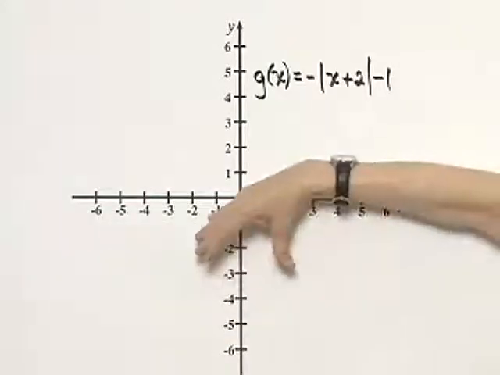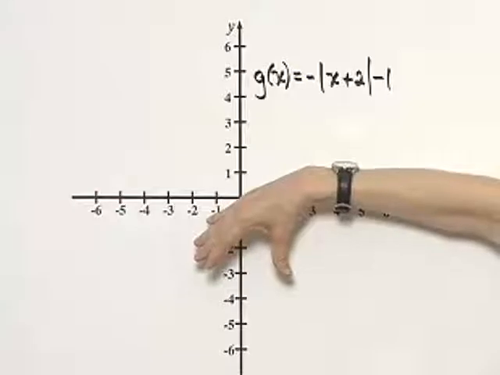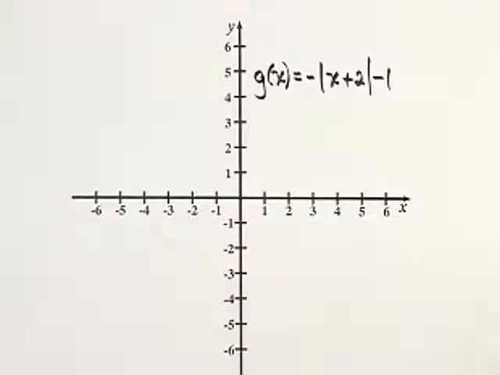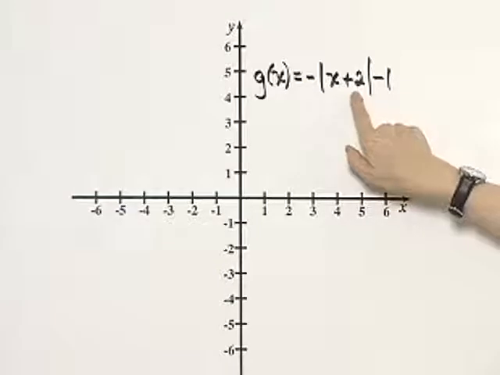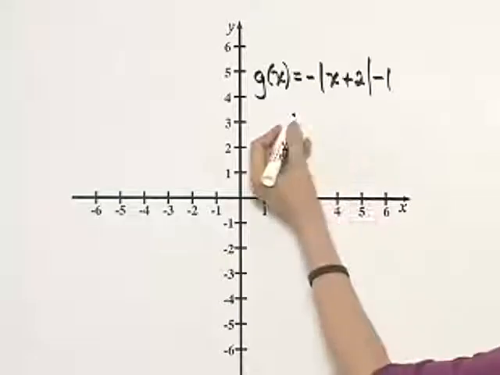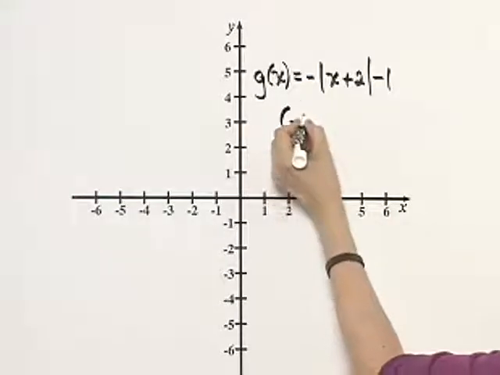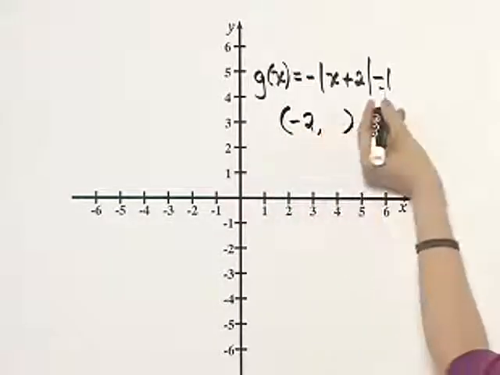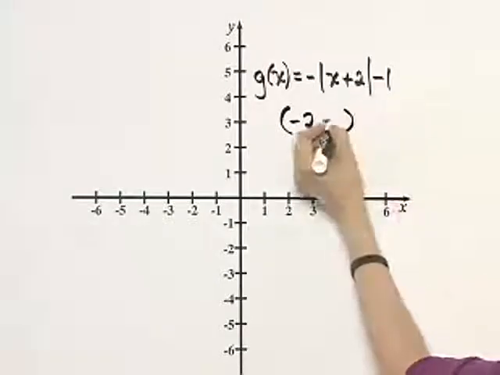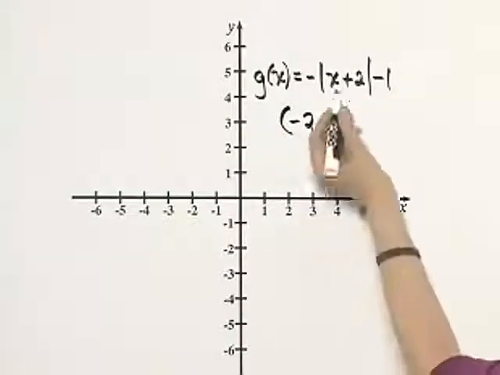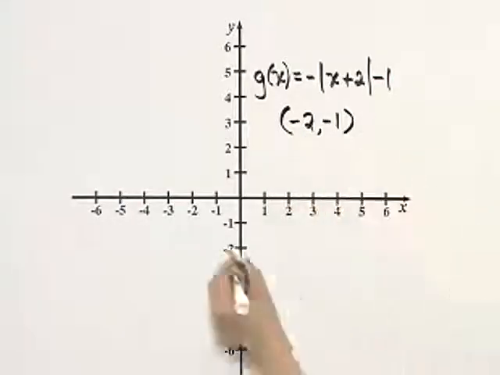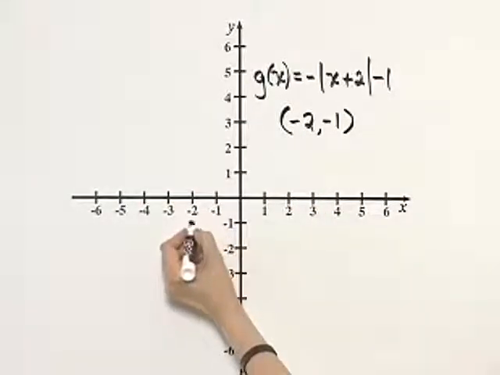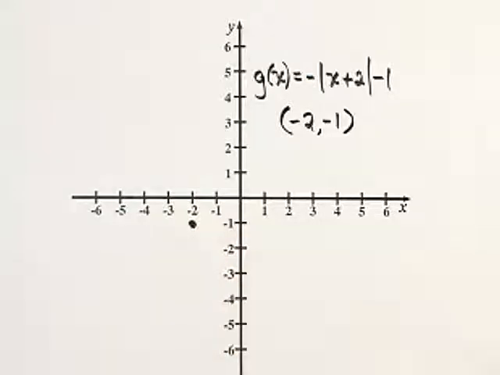So the v faces downward, and then let's find the vertex of the v. We take the opposite of this number because the general form is x minus h. So the opposite of that is the x value of my vertex, and this is k as it is. The vertex is the opposite, and then whatever that is, -2, -1. There is the vertex of my V shape.